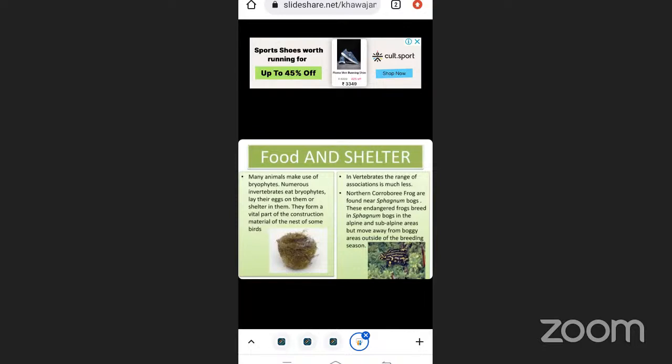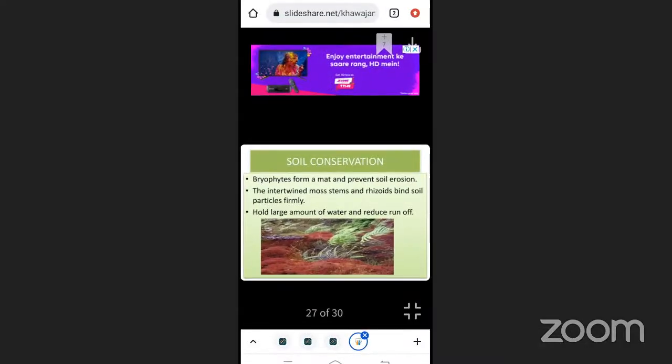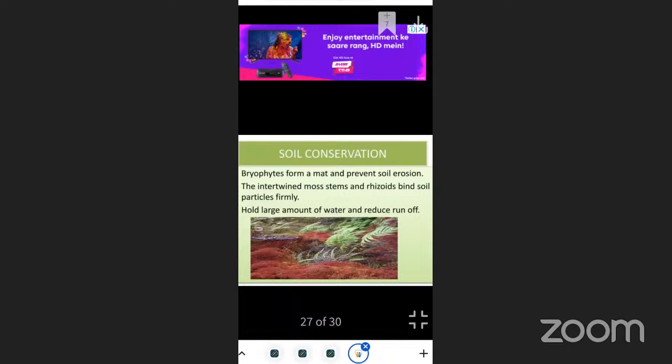And they neutralize the soil. For example, where alkaline soils are there, mosses help neutralize them. Mosses also stop soil erosion. We already discussed soil conservation and soil erosion. The rhizoids absorb a large quantity of water, and that's why they stop soil erosion. Is it clear? Yes, sir. Thank you.